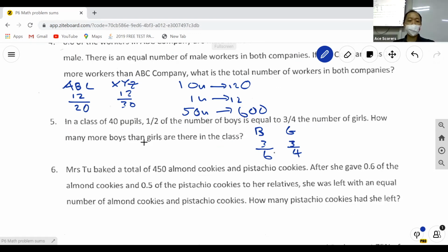So how many more boys than girls are there? Now there are 40 pupils, right? Altogether there are 10 units, right? So 40 students is referring to 10 units. Okay, not enough space right here. 1 unit is 4. So here there are two more units of boys. 2 units is 8. Really very simple, right? Now I get it.